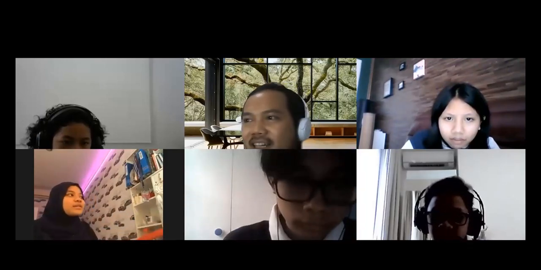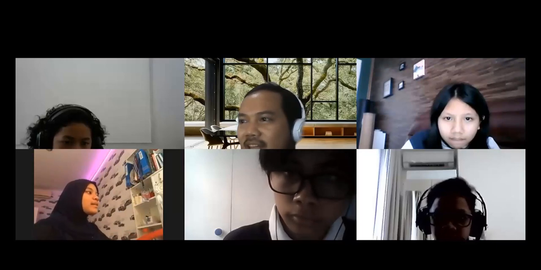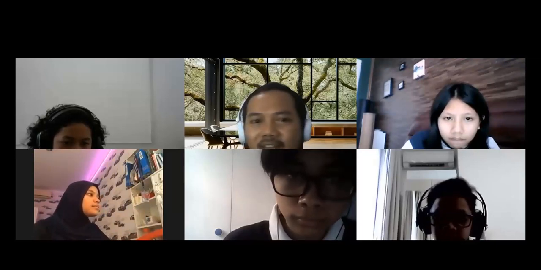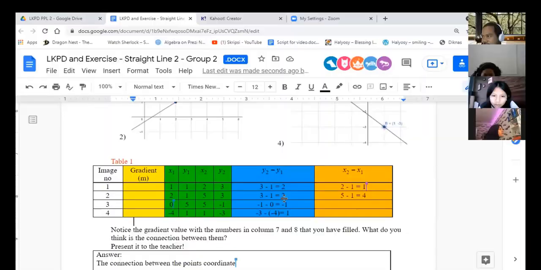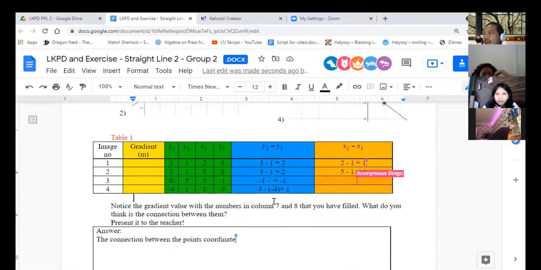Okay, how about the value of the gradient? I haven't seen anything yet. Belum. You can use the rise over run, yeah. The y2 minus y1, right? All right, I think the coordinates are okay. Wait, the one. It's -1 minus 5, not -1 minus 0. The x2 minus x1 should not be 5 minus 1.